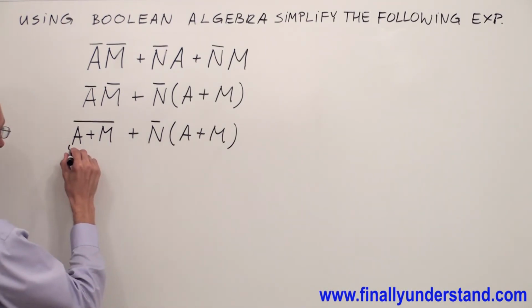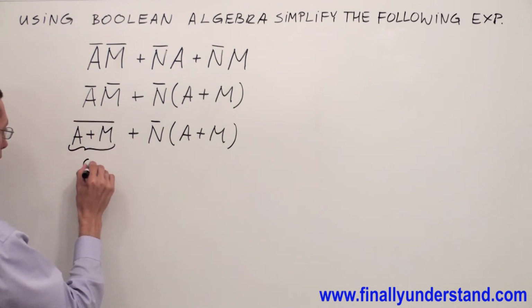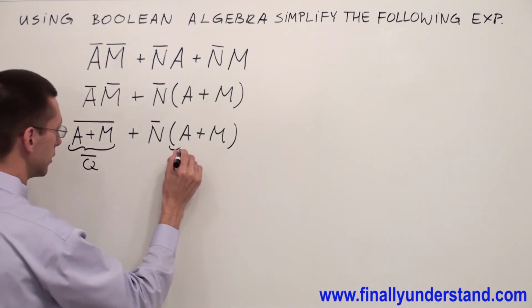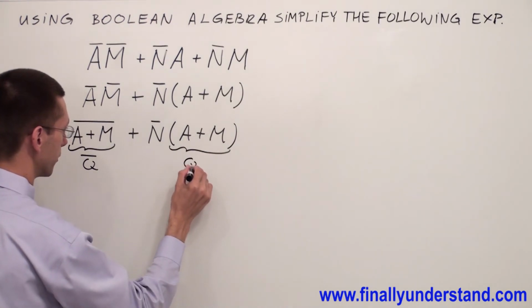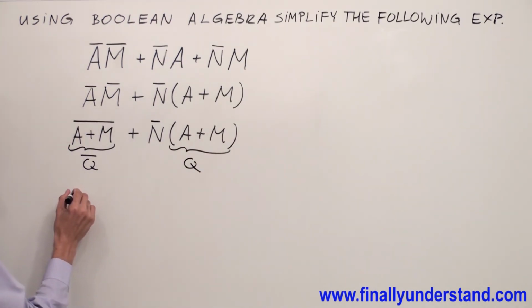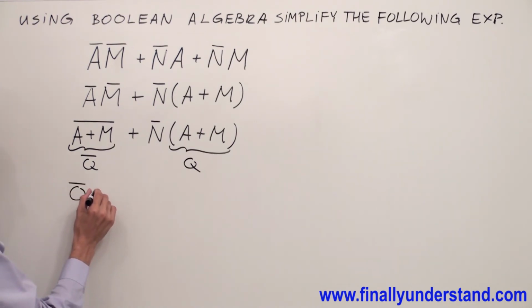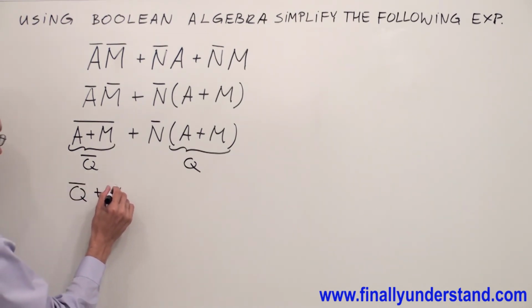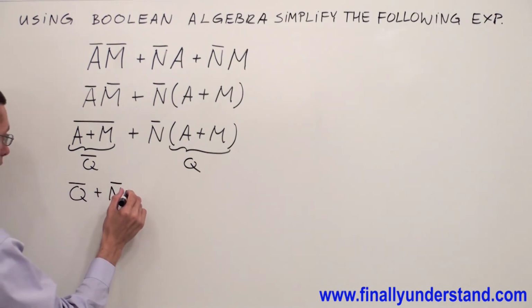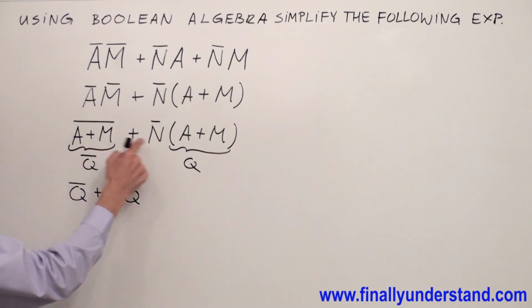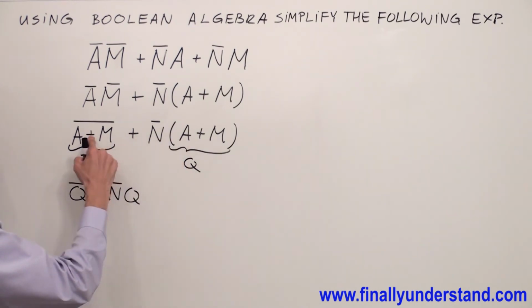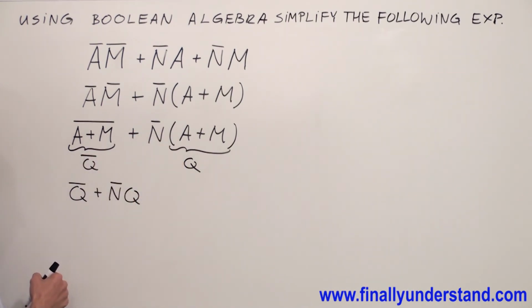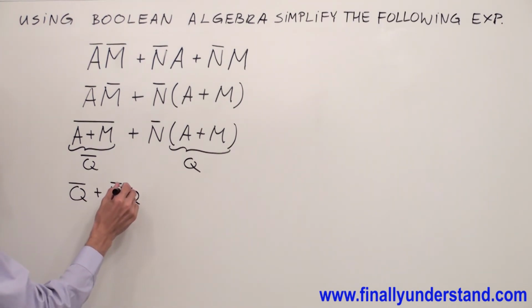They are complements. I can say this is, for example, Q', and this is going to be my Q. So I'm going to make my expression a little bit shorter: Q' or N'Q is equivalent to whatever I got at this point. Now, we said that anytime we have complements and one of them is ANDed with something else, that complement will drop out.